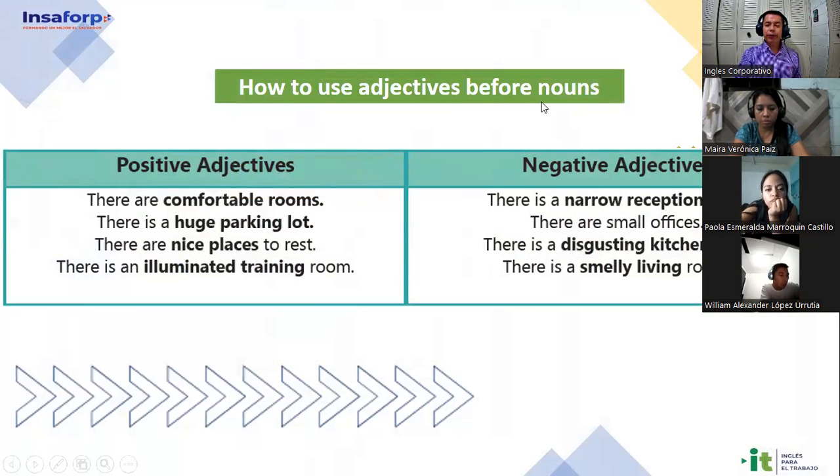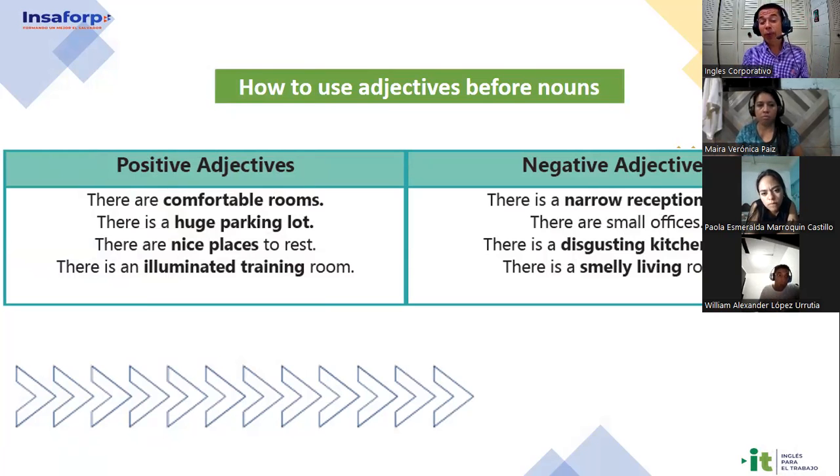Good, how to use adjective before noun, right? Remember we were learning how to use there is and there are, but this time we're going to add some adjectives, right? Adjectives are words that we use to make a description. They describe places, people, animals, objects, etc. For example, positive adjective: there are comfortable rooms. Comfortable is the adjective. Room is the noun. So in English, it's absolutely necessary you use the adjective before the noun, right?